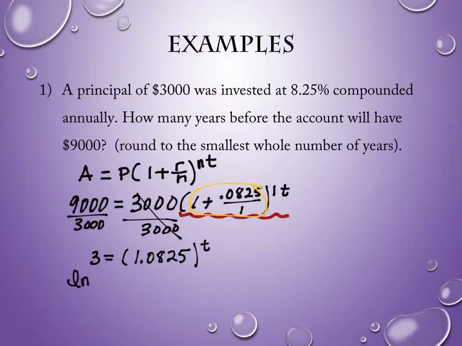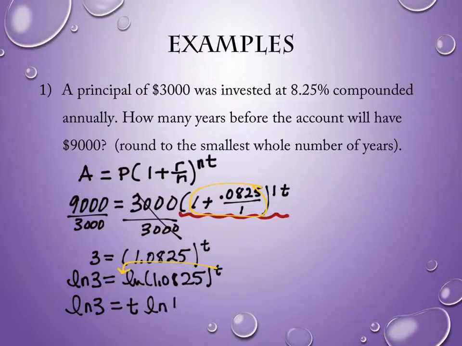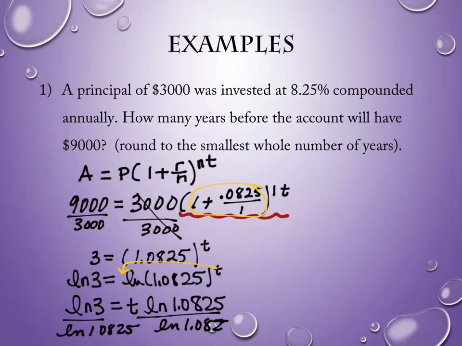So I'm going to use natural log of 3 equals natural log of 1.0825 to the t. And of course, properties of logs say now that the t can come down in front. So this is the natural log of 3 equals t times natural log of 1.0825. And to solve for t, I would need to divide by the natural log of 1.0825. And you'll need your calculator, of course, to do that.